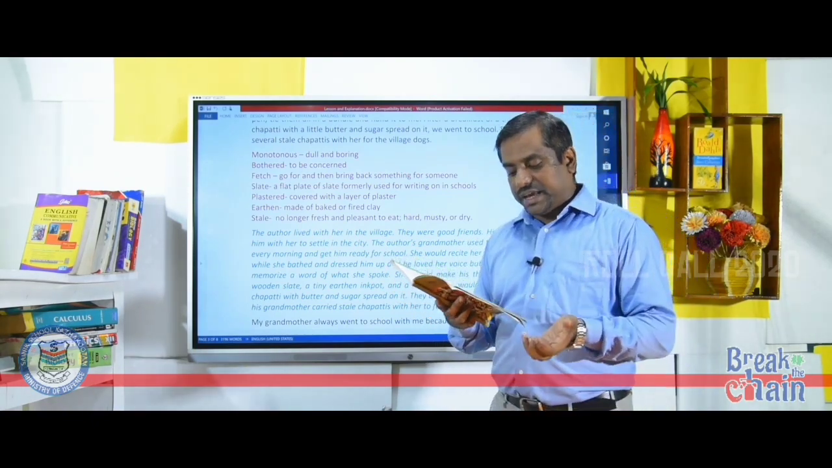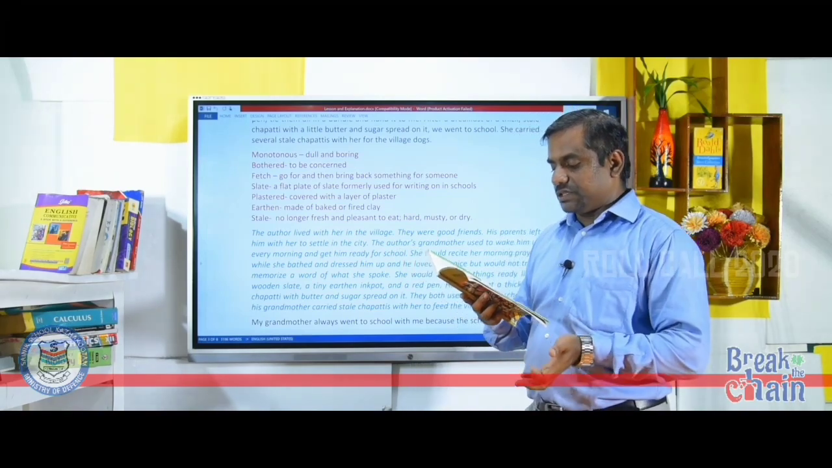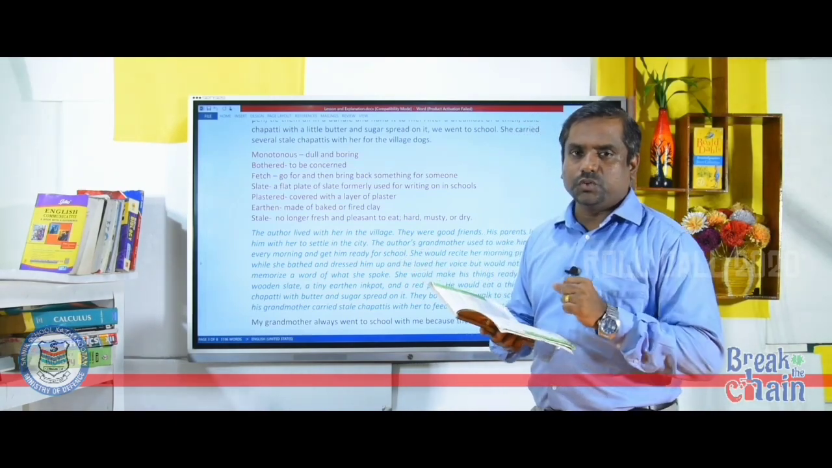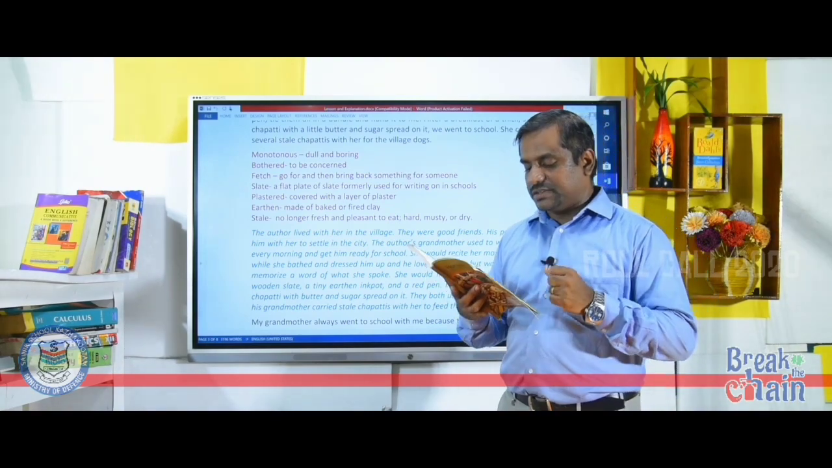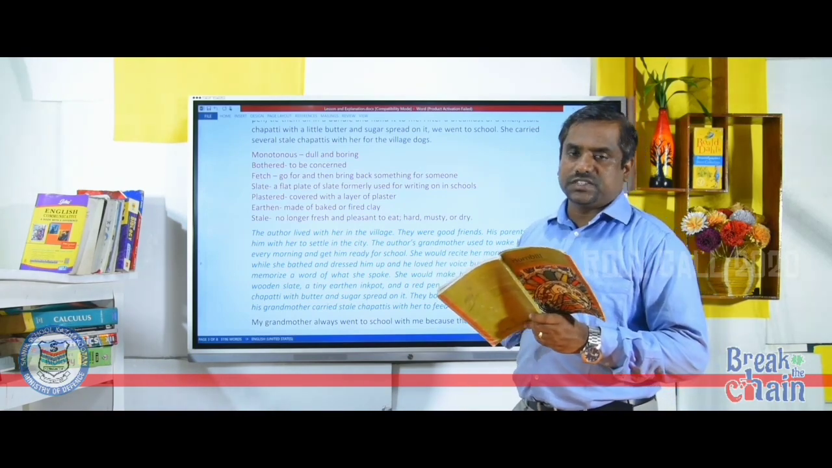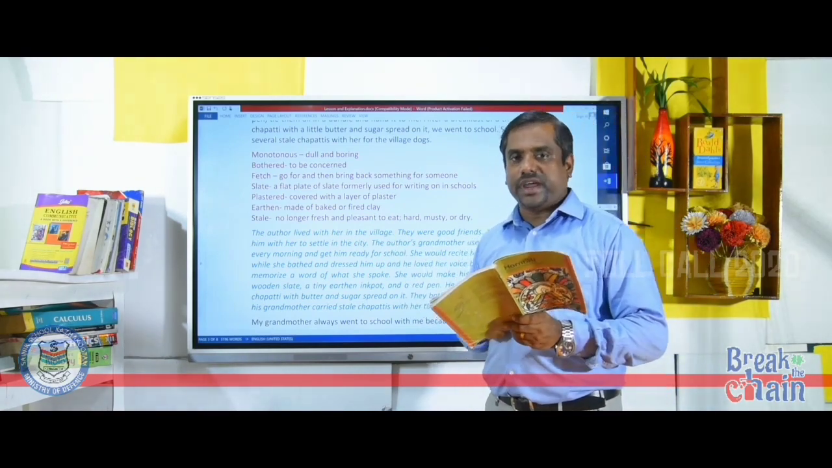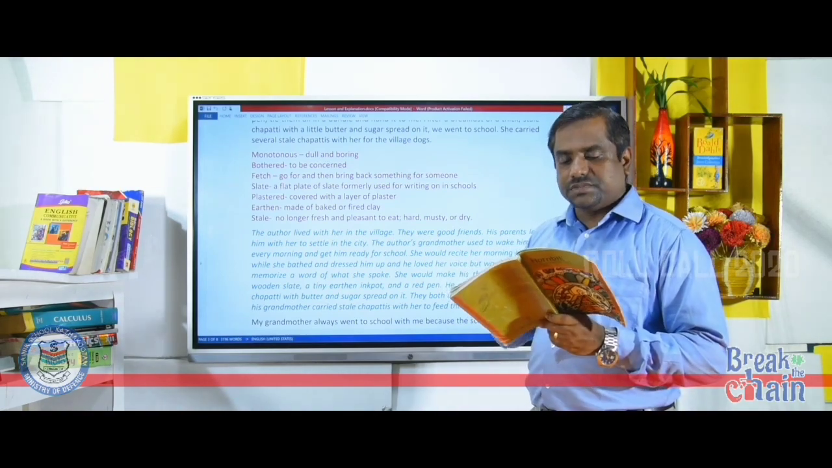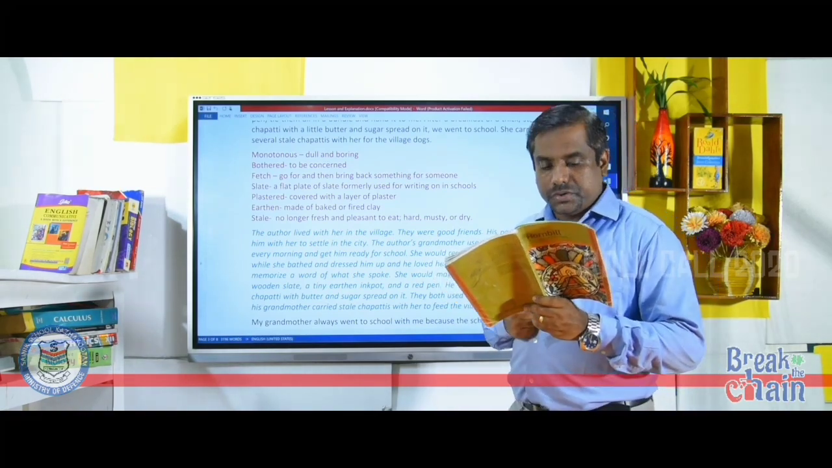After a breakfast of a thick stale chapati with a little butter and sugar spread on it, we went to school. So that was the usual ordinary breakfast they had in those days. She carried several stale chapatis with her for the village dogs as well, probably for the stray dogs. She used to keep some stale chapatis meant for those dogs.